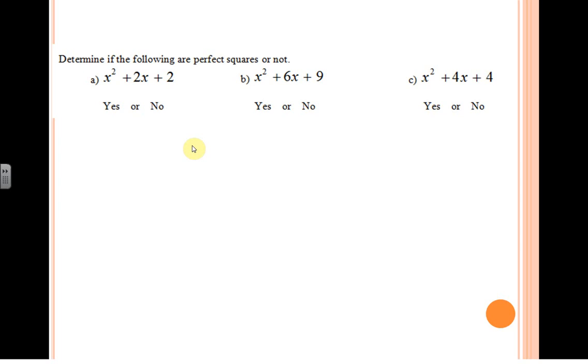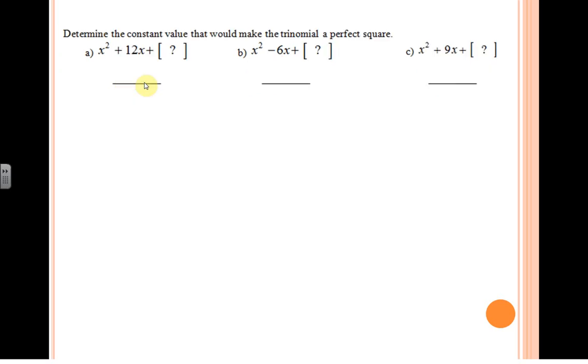So if we are going to determine whether or not these are perfect squares, just so we can realize what these things look like, you're going to look: can I get this from this divided by 2 squared? So what is 2 divided by 2? 1. Is 1 squared 2? No. 6. 6 divided by 2 is 3. 3 squared is 9? Yes. 4. 4 divided by 2 is 2. 2 squared is 4. Fantastic. Okay, so that's how you figure out if it's a perfect square.